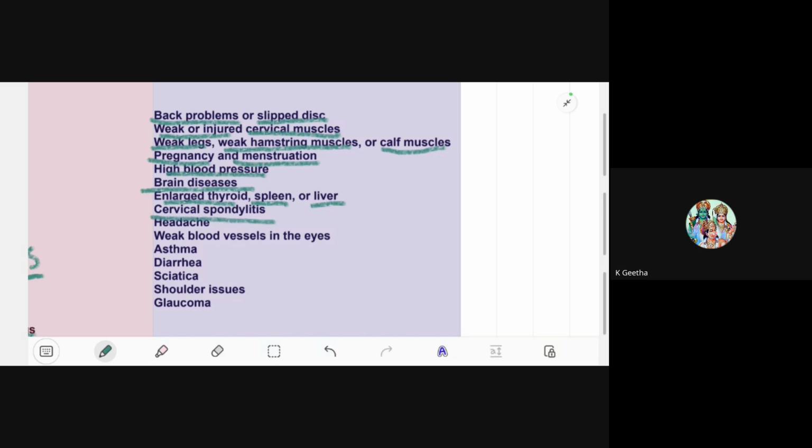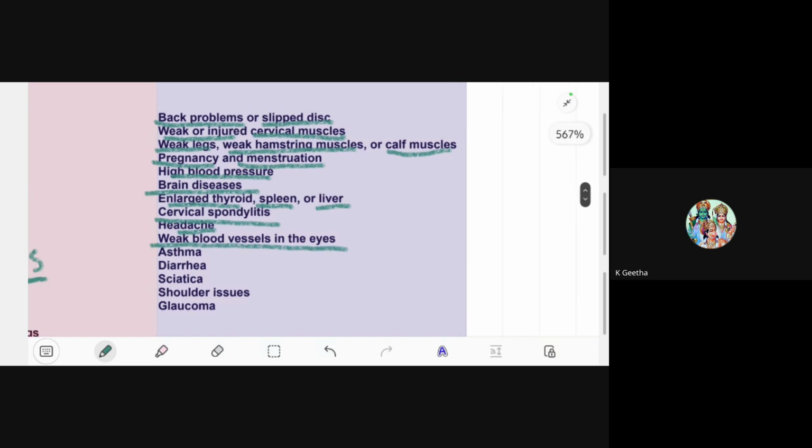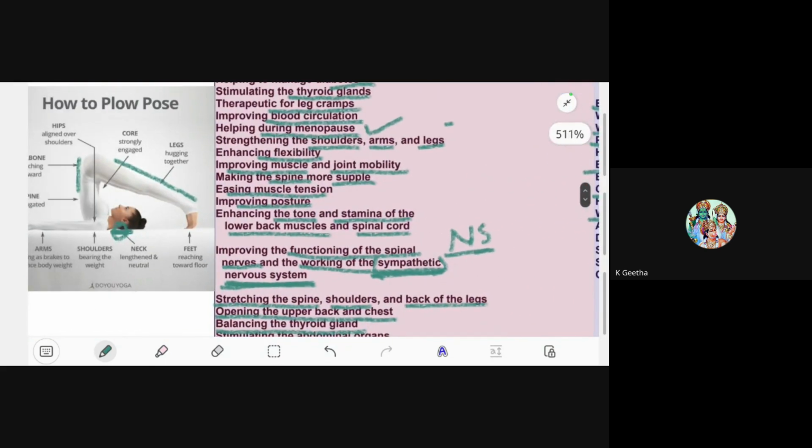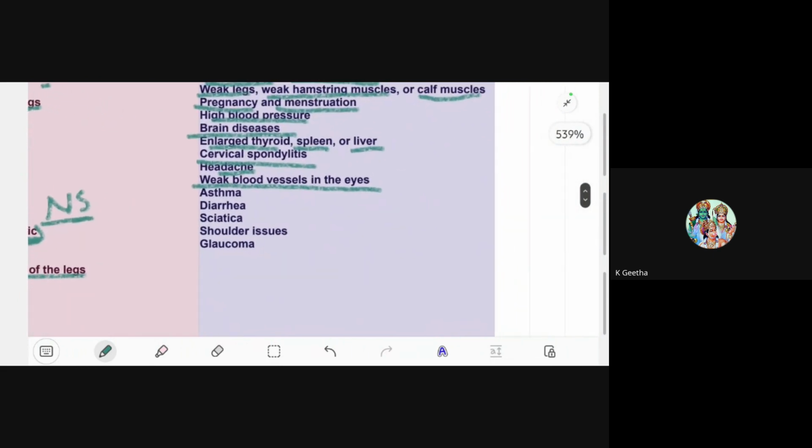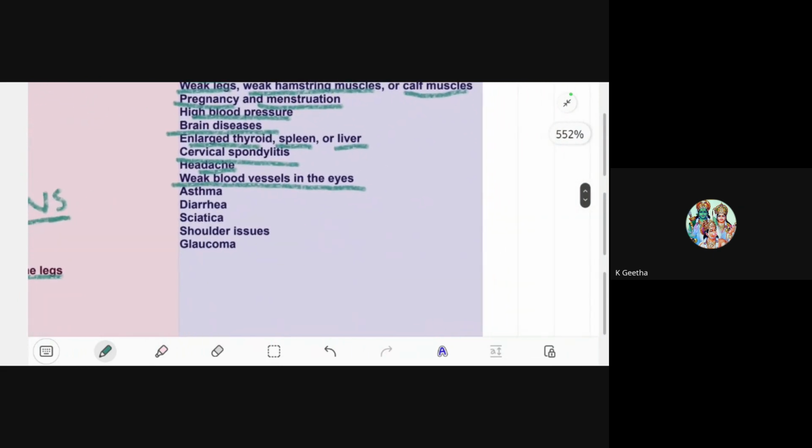Cervical spondylitis, headaches from the cervical. I'll give you the reason: there is a lot of pressure on the cervical region. Weak blood vessels in the eyes. Yes, weak vessels, because all of the blood is going to flow into the face, in this area, in the head region. That is why it is not for those who have weak blood vessels.